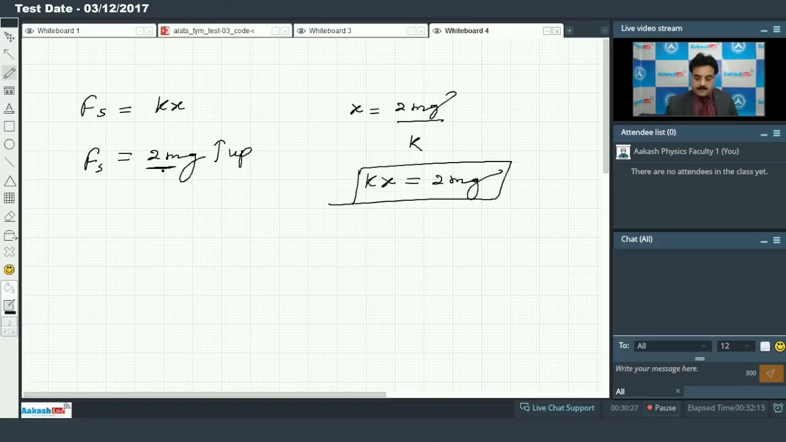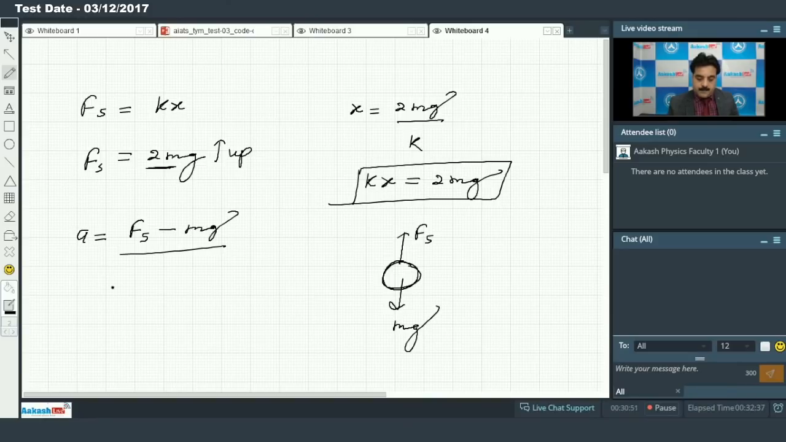But I need the acceleration. So as per the diagram, this is the force applied by the spring and this is another force, mg. So when I go for the acceleration, I will write the net force on the ball. According to the sign convention, we'll take the force applied by the spring as positive, and the other force is mg, divided by the mass m of the ball. Spring force is given by 2mg minus mg, divided by mass.